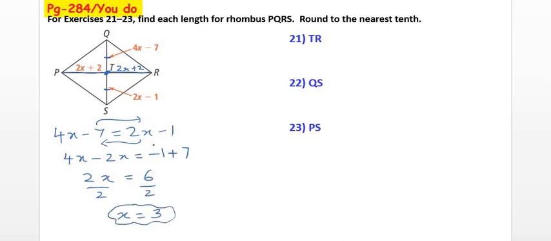Now use this value of 3 to find TR. TR is actually equal to 2x plus 2. Now we can substitute the value of x, that is 3. So 3 times 2 will be 6. Add 2 to it, so it will be 8, right? So the value of TR will be 8.